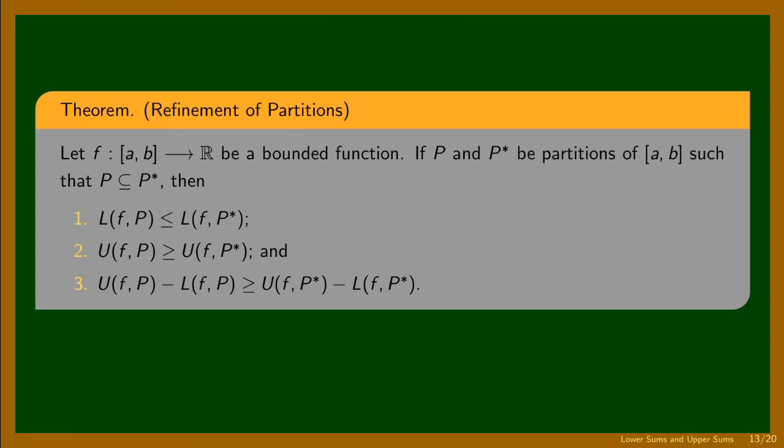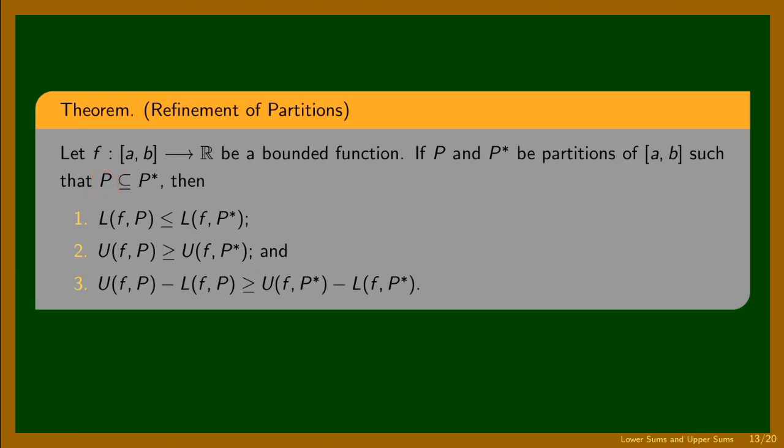Okay, so let's say f is a bounded function defined on the interval from a to b. Let's say you have two partitions, P and P star, of the closed interval from a to b, where P is a subset of P star. What does that mean? It means that all the points in P are in P star, and possibly there are points in P star which are new to P, or not yet in P.